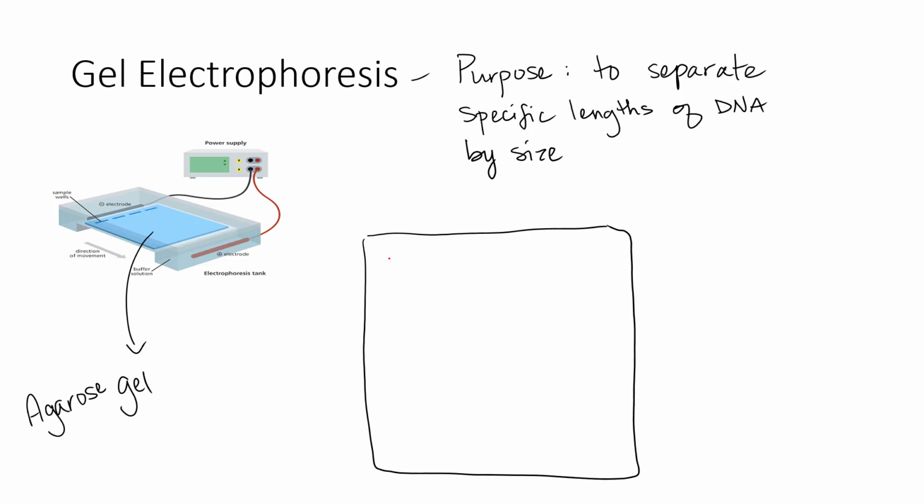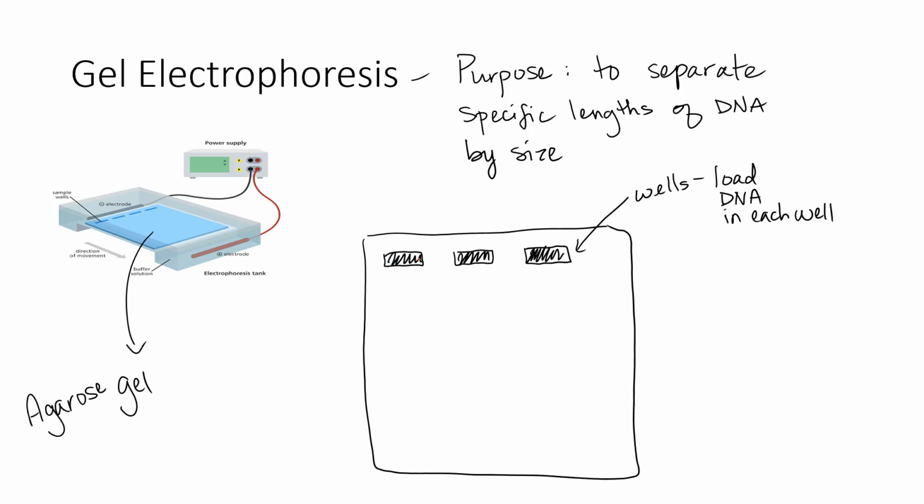Anyway, so when you pour it into a casting tray, you actually end up with these little wells at the top of the gel, and this is the loading zone for where you're going to put your DNA samples. And so we're going to load the DNA in each well. So for each sample that you're running, you load the DNA into the well. So we'll put our DNA in there.